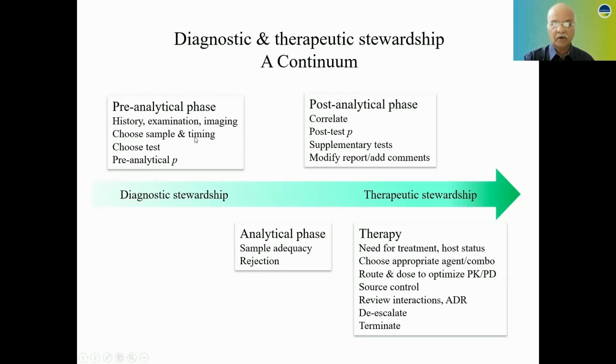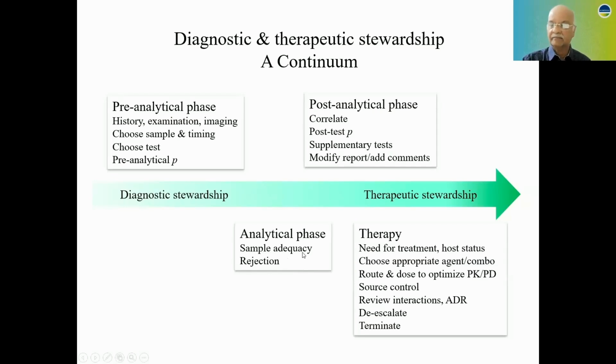So there is an important role of the clinician to come to a syndromic diagnosis in which he chooses the sample and the timing, also chooses the test, and has in his mind some idea about what might be the pre-analytical probability that the particular patient has that infection and maybe that particular organism. Then it comes to the analytical phase, and that's mainly to do with the microbiologist and the laboratory.